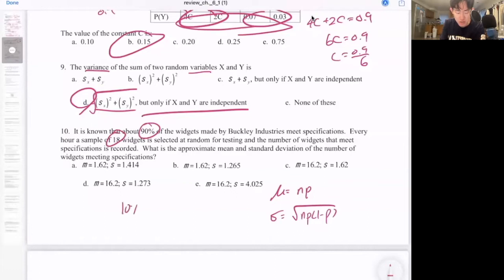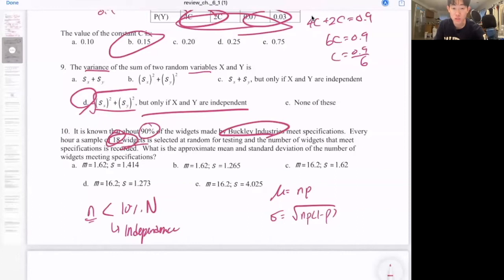So there is this 10% rule that we need to check. The 10% rule states that if your sample size is small enough, such that it's less than 10% of the total population, then you can pretty much assume that it's going to be independent. So this is to check for independence. I'm assuming that the industry makes probably more than 180 widgets for that matter. Therefore, I am allowed to use this formula.